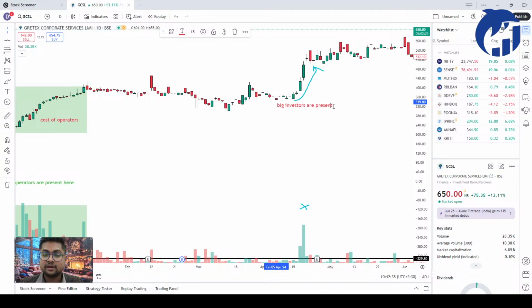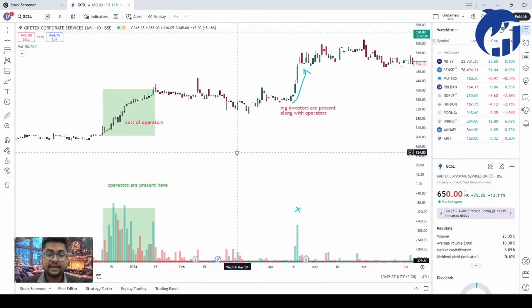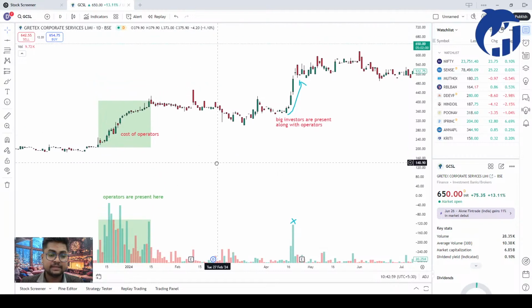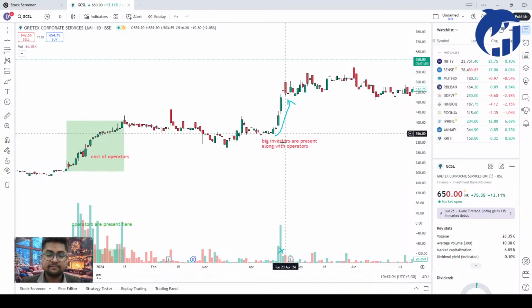Along with operators, here the position has been made by big investors, but not by the operators. Operators were already making positions at the 190 level up to this level. But here, just be clear about that, we are making positions at this level. Big investors are making positions at this level, and we can benefit if big investors are still making positions here.